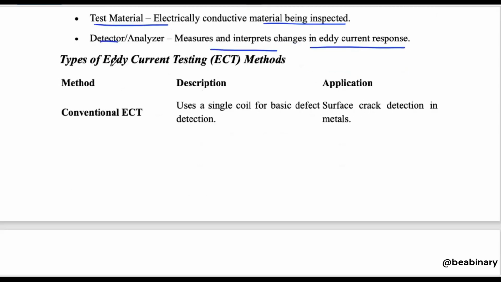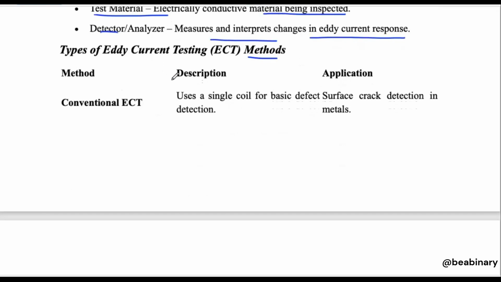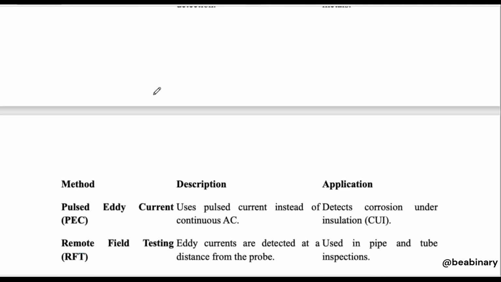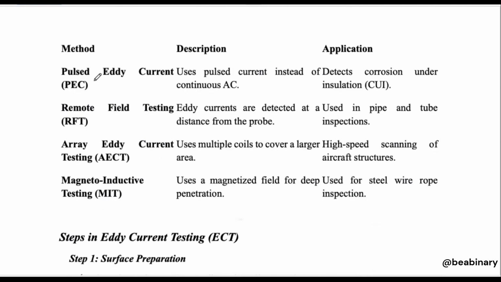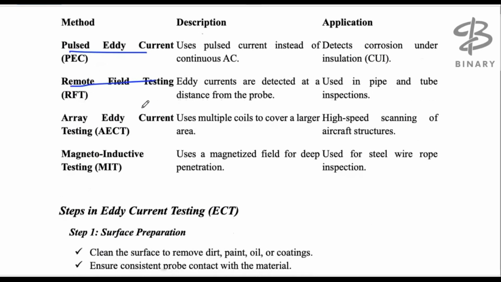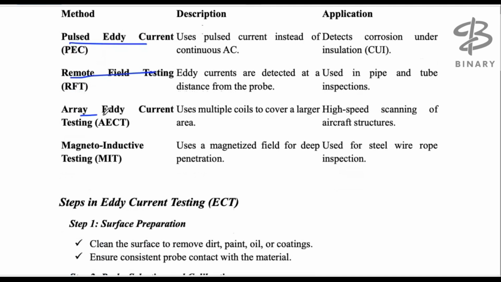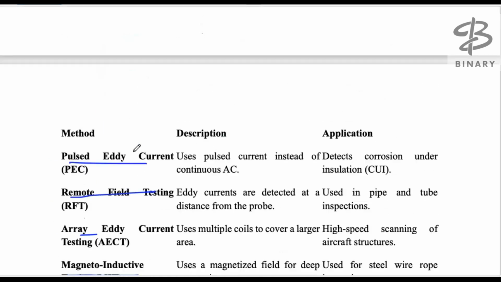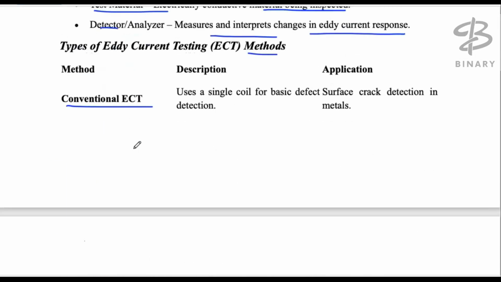Right. Types of the eddy current testing method. What are the different kinds of eddy current testing methods there are? First one is conventional ECT. Second one is pulse eddy current, remote eddy current, or we can say remote field testing, array eddy current testing, and magneto inductive testing. So these all are just different kinds of eddy current testing.